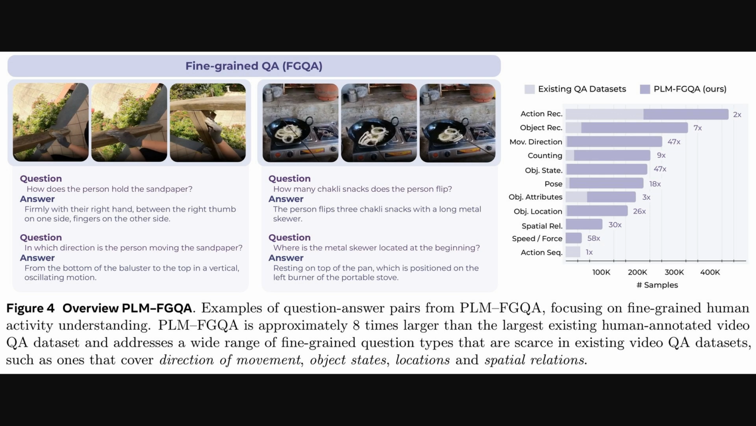But remember how those nice scaling laws were for the general tasks? The researchers found that for really hard questions, like understanding the tiny details of an activity, synthetic data just doesn't cut it. And this is where their new human-annotated dataset called Perception Language Model Fine-Grained Question Answering comes in. You can see on the left just how detailed the questions are, asking about the exact direction of movement or how an object is held. The chart on the right drives this home. For these nuanced categories, their new dataset is massively larger than existing ones, sometimes by over 40 times.